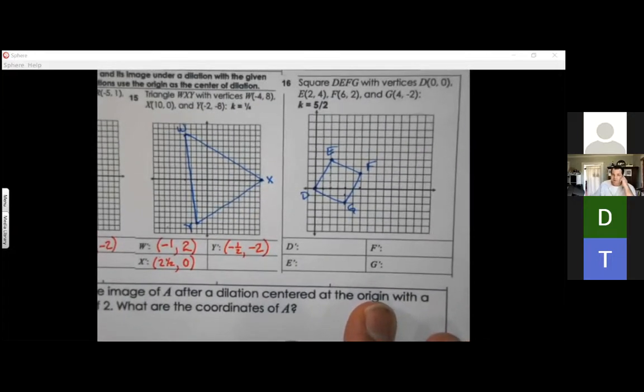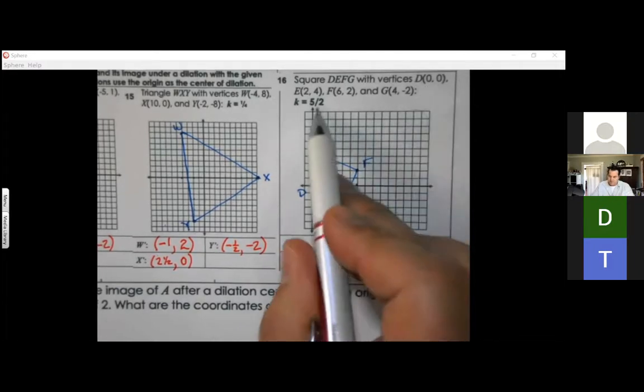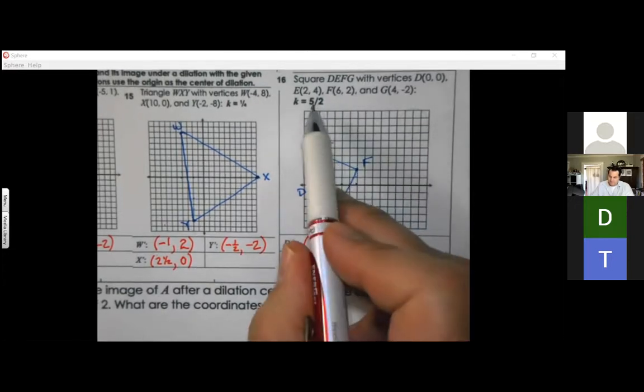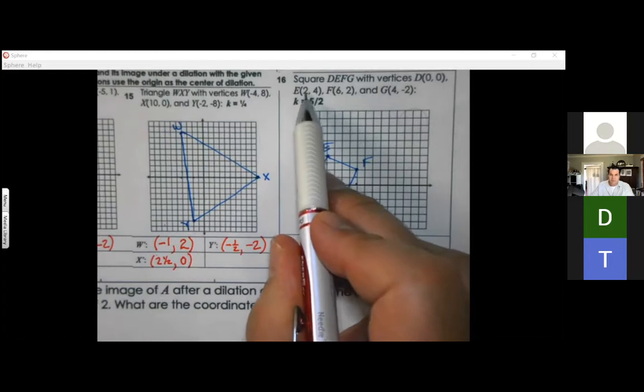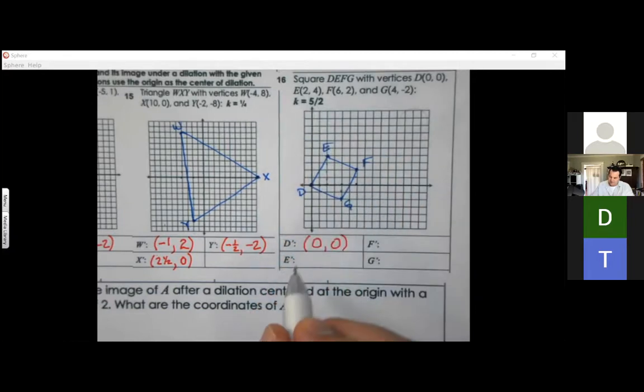These last ones have some fraction work to do, but interestingly, 0, 0 times 5/2 doesn't change. So that's still going to be 0, 0. 5/2 times 2, that's really like 2 over 1. So the 2's will cancel and I'll just get a 5.